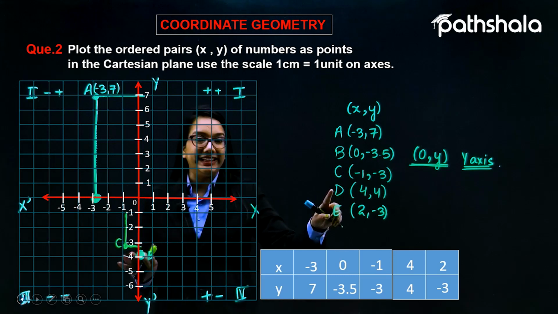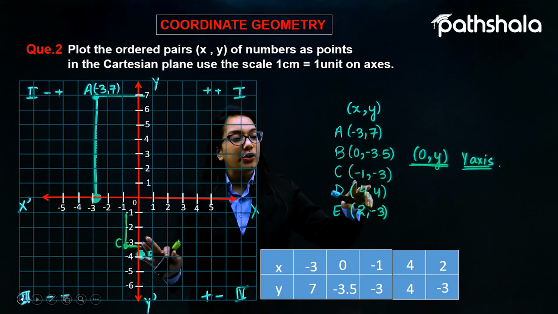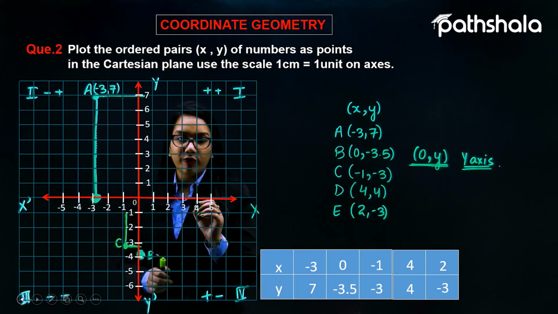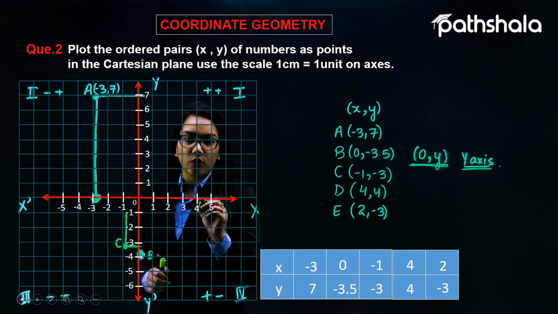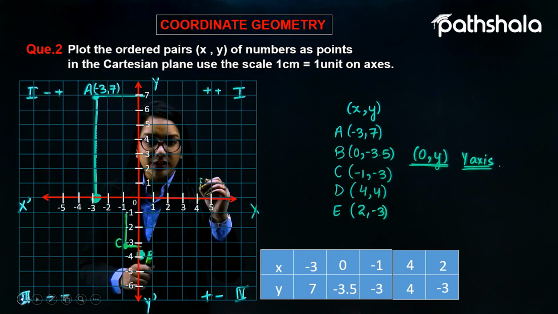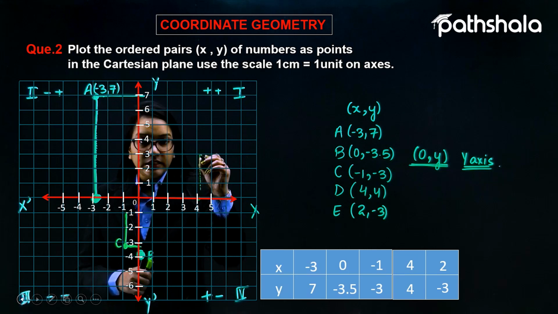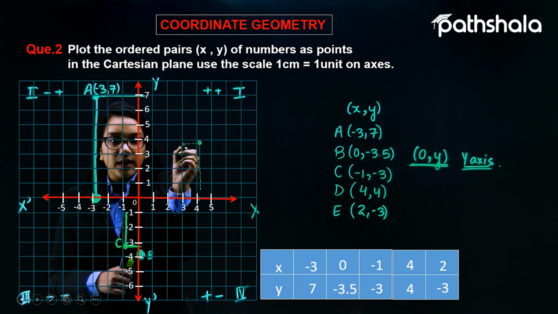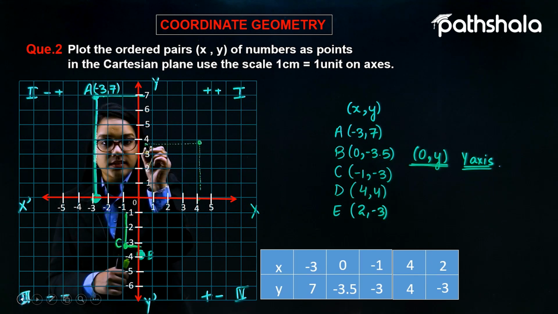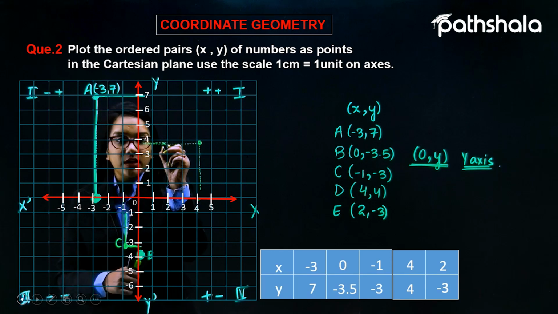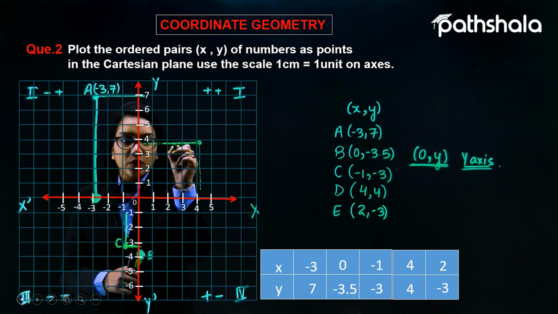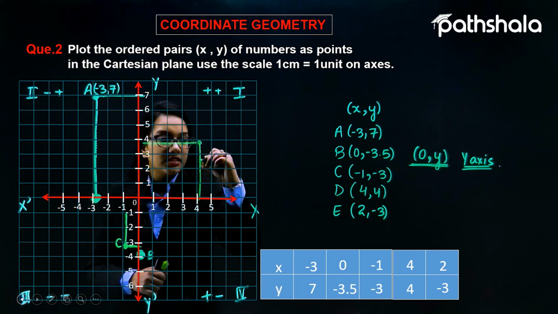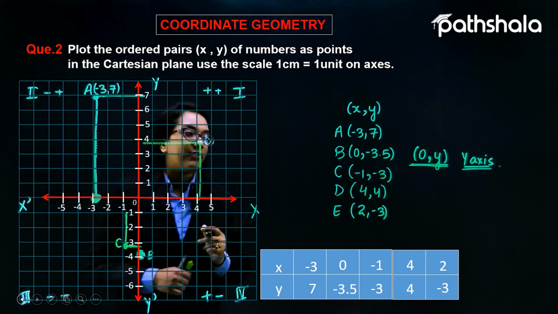Now let's talk about D. D is 4 comma 4. So 4 is positive, 4 is positive, which means it is lying in the first quadrant. So let's look out for 4 comma 4. This is my 4, this is my 4 in the y-axis, and we have to extend it till 4. Hence we can see that the point of intersection of these distances is definitely my point D, whose coordinates are 4 comma 4.